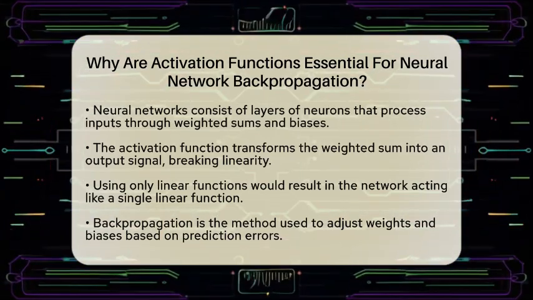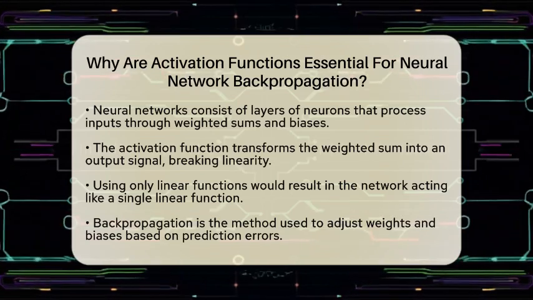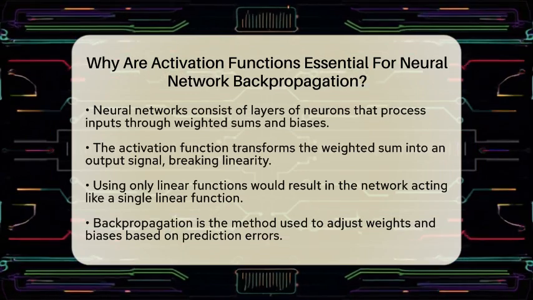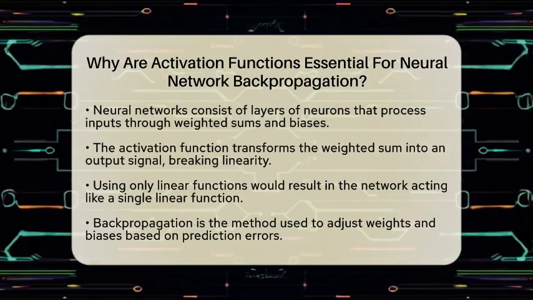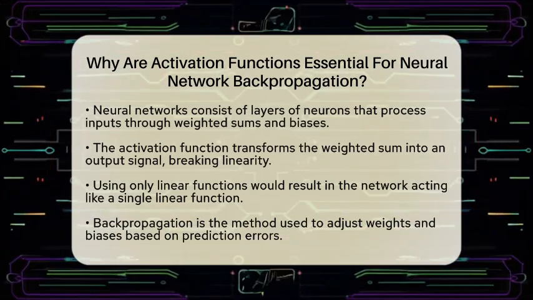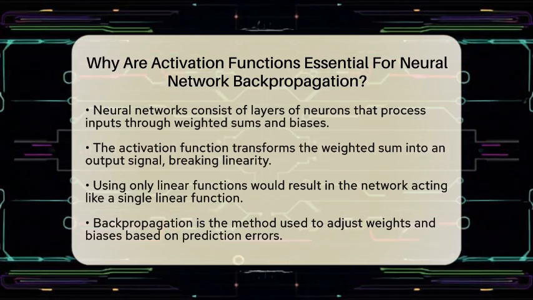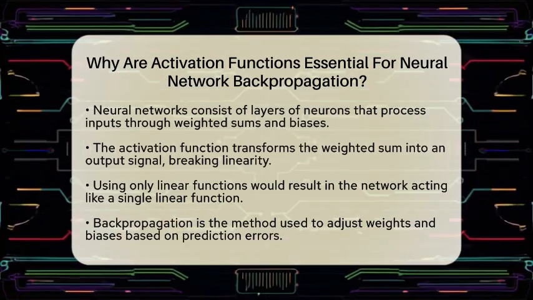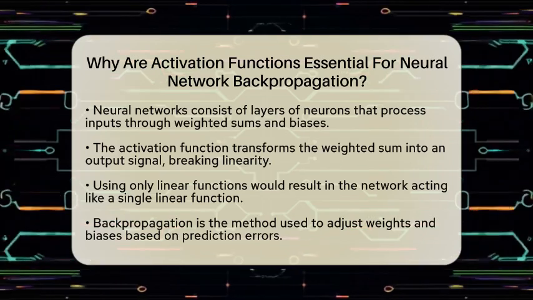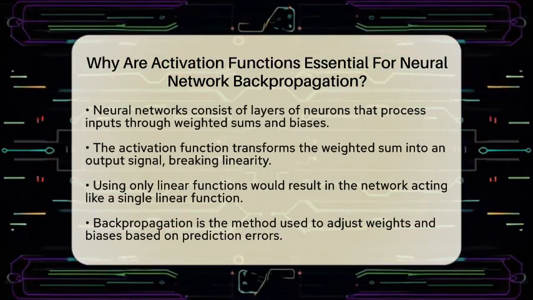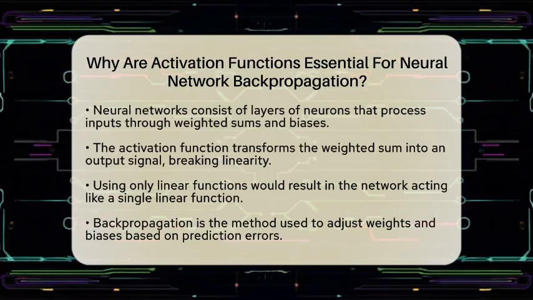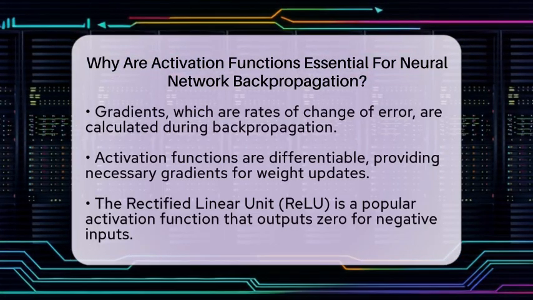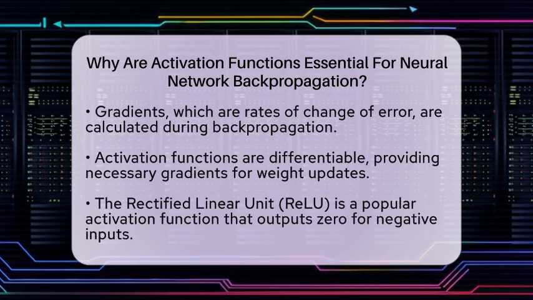for complex problems. During the training process, neural networks use a method called backpropagation to adjust the weights and biases based on the errors in predictions. Backpropagation calculates gradients, which are the rates of change of the error concerning each weight. Activation functions are differentiable, meaning they provide these gradients. This allows the gradients to flow backward through the network, guiding how each weight should be updated to reduce errors.